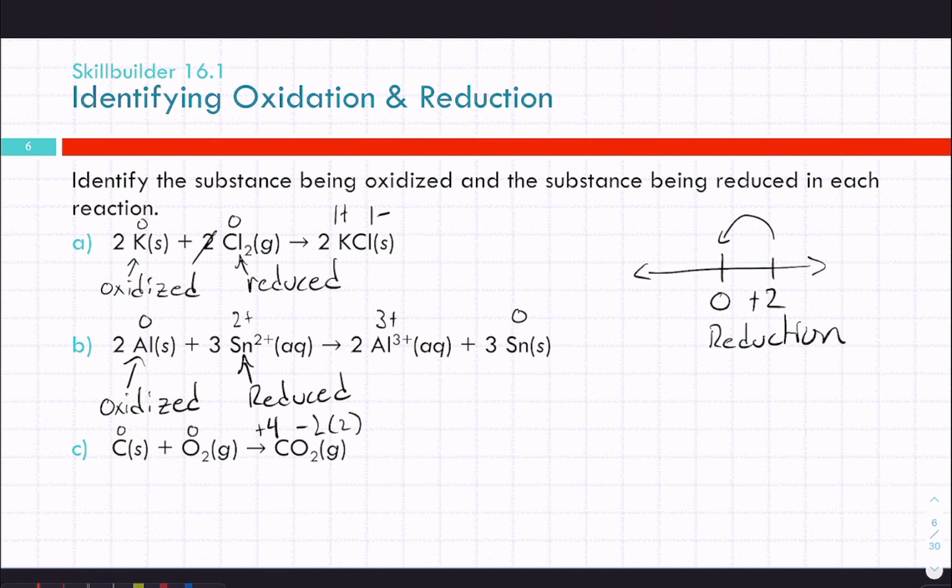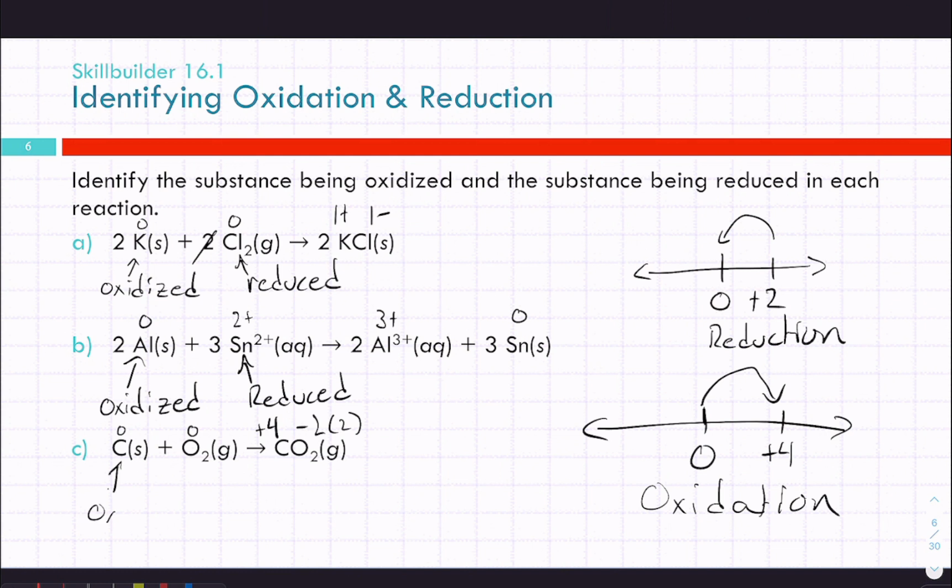So what's being oxidized and what's being reduced? Carbon, yeah, going from 0 to +4. I'll do an example over here. Again, using this idea of a number line, we're going from 0 now to +4. So that's, sorry, did I say reduction before? Yeah. Oxidation, though. So this is oxidation. And then oxygen is being reduced.